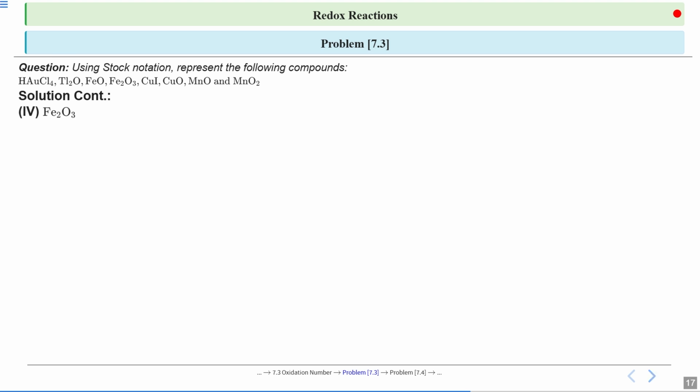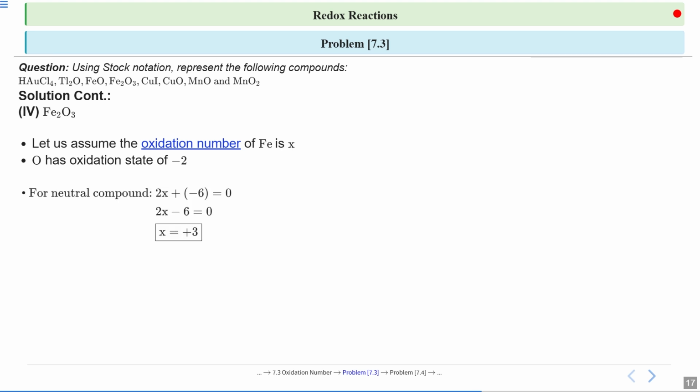For the fourth compound, Fe2O3, we are assuming the oxidation number of Fe in Fe2O3 to be x. Oxygen has an oxidation state of -2. For a neutral compound, this would be 2x plus -6 equals 0. That means 2x minus 6 equals 0, that is x equals +3. Therefore, Fe2O3 can be represented as Fe2(III)O3, where in the brackets there is 3 in Roman numeral, then O3.